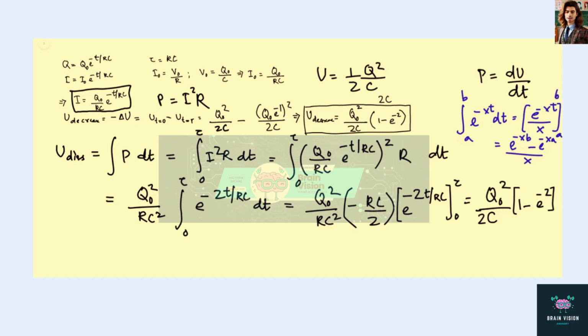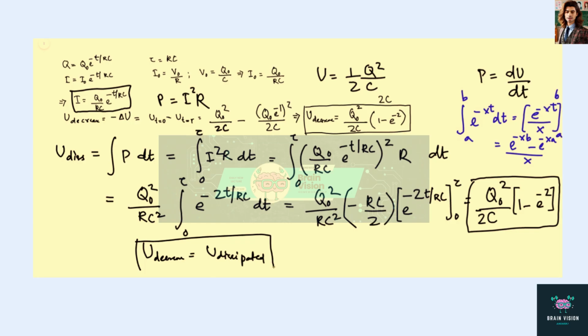Now, if you compare the decrease in potential energy and the dissipated potential energy, which is this boxed equation here, you'll see that these two are equal. So this means that U decrease is equal to U dissipated. And this is what we were supposed to show for the problem, and we proved that.